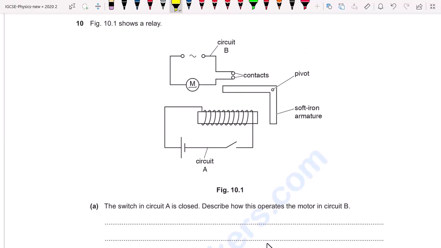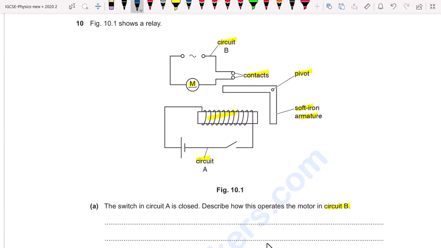Question number 10. Figure 10.1 shows a relay. In Figure 10.1 there are two circuits, A and B, and in circuit B there is also a motor. Circuit A consists of a current carrying coil, and there is also a soft iron armature that is fixed at a pivot point, and there is also a contact in circuit B. Part 1. The switch in circuit A is closed. Describe how this operates the motor in circuit B.